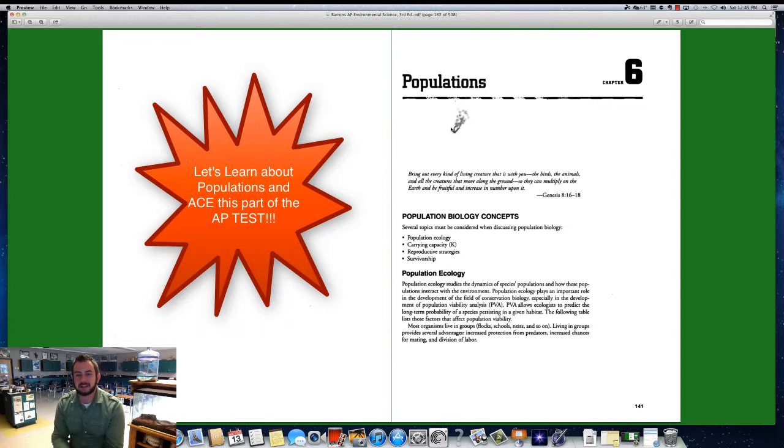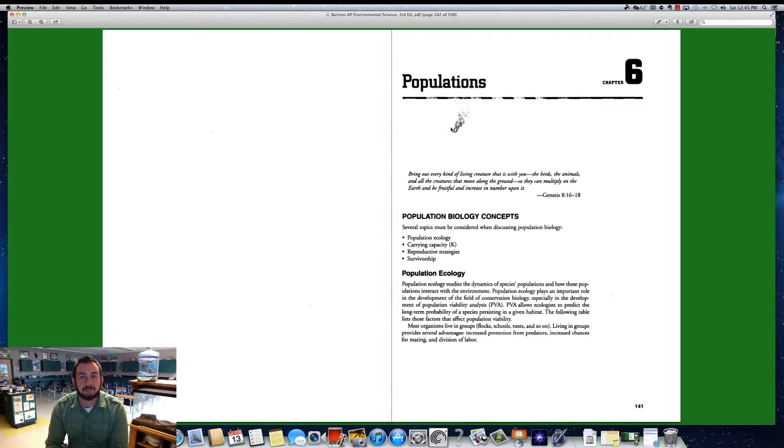Population ecology studies the dynamics of species and how these populations interact with the environment. And another way of looking at this is called PVA, and this stands for Population Viability Analysis. So basically it looks at how the population ecologically plays a very important role. For example, the table lists those factors that affect population viability, which means how productive that population will be in the environment.